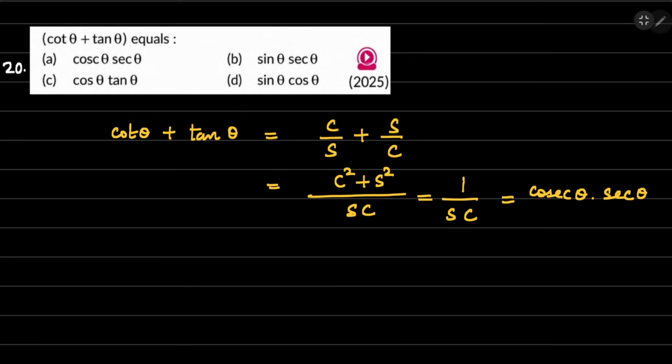Is there an answer of this? So this is cosecant, right? The first one. This is cosecant into secant. Cosecant theta into secant theta. Okay. Let's move on to the next question.